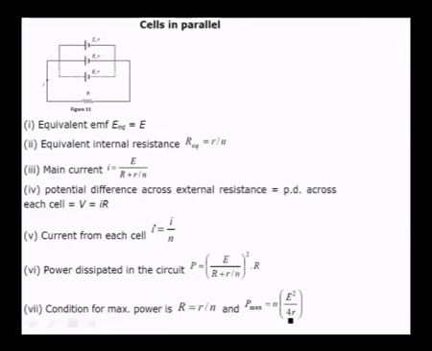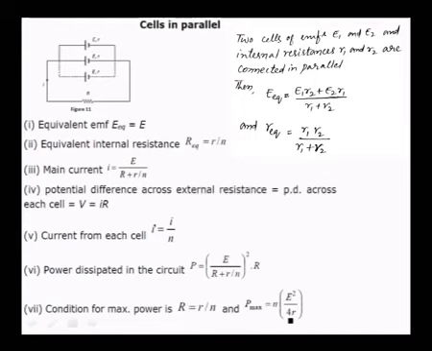Similarly, for a parallel combination, when cells are connected in parallel, the effective EMF is equal to E only in case of identical cells. The equivalent internal resistance is equal to r by n for the parallel combination. Then the current in the circuit is equal to this much. The potential difference across the external resistance is V = IR, because we know the value of I. Similarly, the current from each cell, I dash, is equal to I by n, only for identical cells.